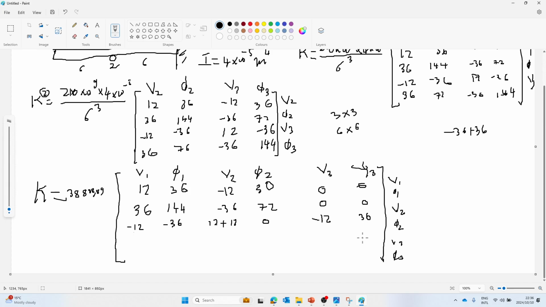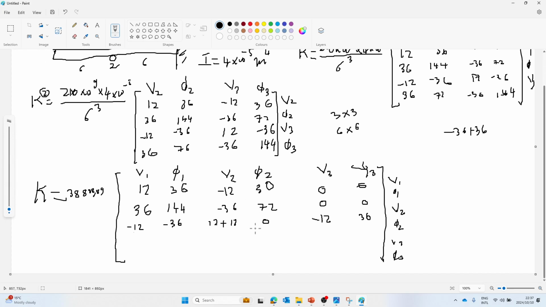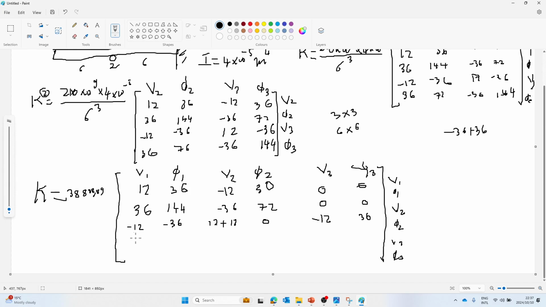Now, next thing, this is long, not long, but we do it for each element. Which element are we on now? Phi 2. Yeah, we're on phi 2. Now you come first there. V1 phi 2. What do you have? It is 36. Do you have any relation here, V1 phi 2? No. So you can come straight here and write 36.